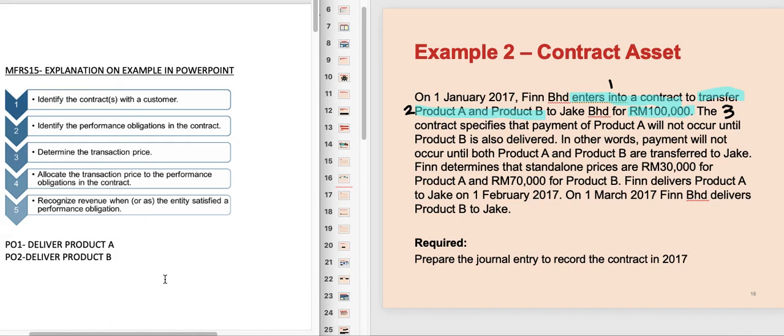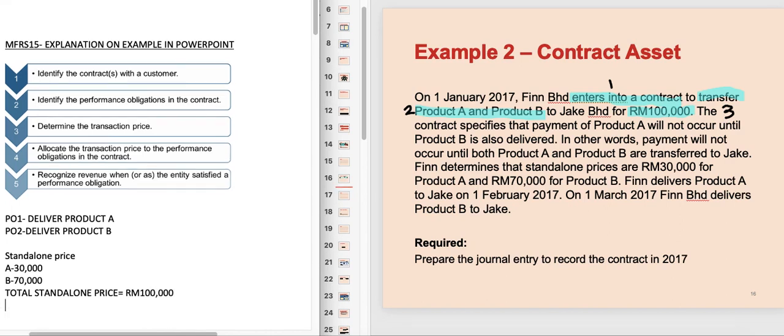Okay, so now the standalone price for each PO. Product A is 30,000 and product B is 70,000. So it makes a total of 100,000. Sorry, and the total standalone price is RM 100,000. Okay, alright. Now, how do you allocate the transfer price?